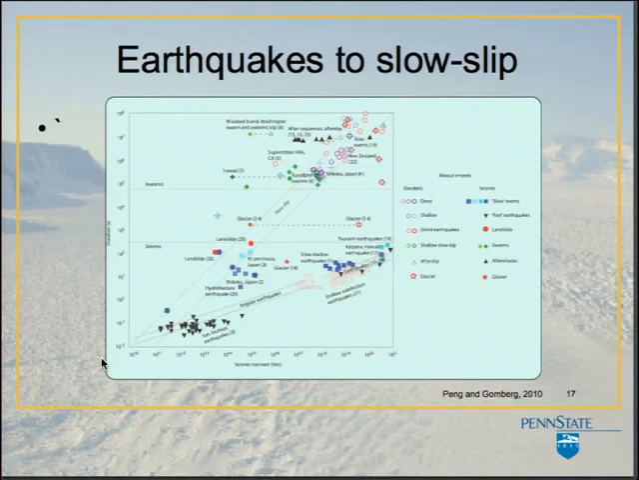This is a plot that Peng and Gomberg made recently. There are three stars over here, and the stars are labeled glacier, I believe, and the horizontal axis is seismic moment, the vertical axis is duration or rate, and so this is the slow slip range of events, and this is the, quote, regular earthquake range, and the glaciers, those few events that you have, sort of span across all of these, and as we put more instruments out, this thing would just turn into a sea of red stars if we had the data to do that.